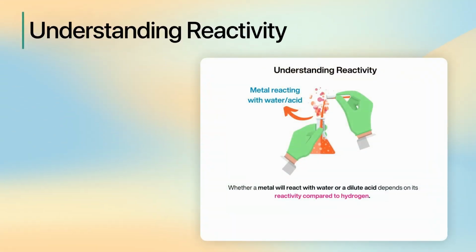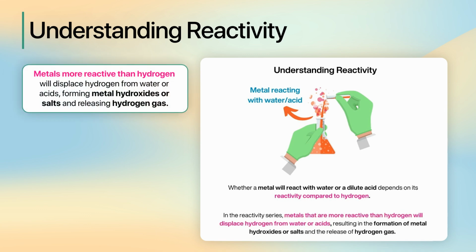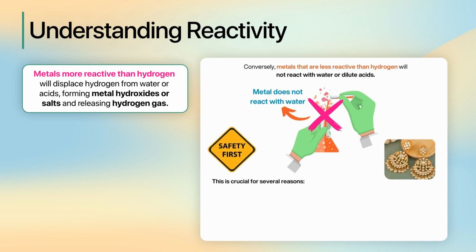Whether a metal will react with water or a dilute acid depends on its reactivity compared to hydrogen. In the reactivity series, metals that are more reactive than hydrogen will displace hydrogen from water or acids, resulting in the formation of metal hydroxides, or salts, and the release of hydrogen gas. Conversely, metals that are less reactive than hydrogen will not react with water or dilute acids. This is crucial for several reasons.